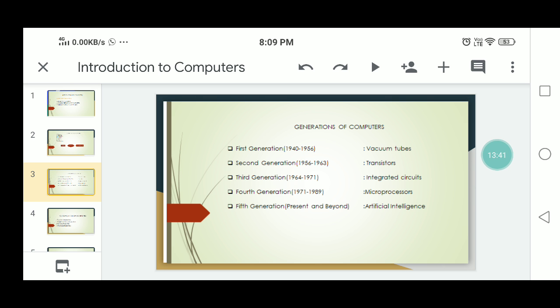UNIVAC, ENIAC, these two are the examples of the first generation computing devices. This was implemented in the period 1940 to 1956. In the second generation, computers were manufactured using transistors. These were implemented between 1956 and 1963.